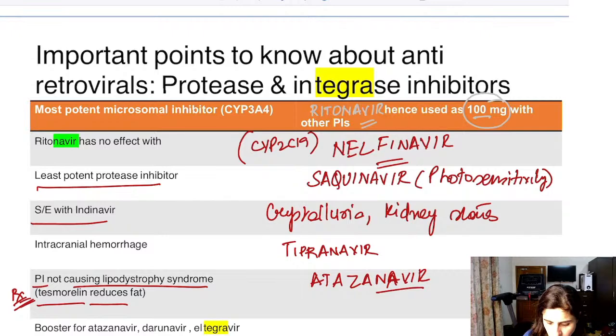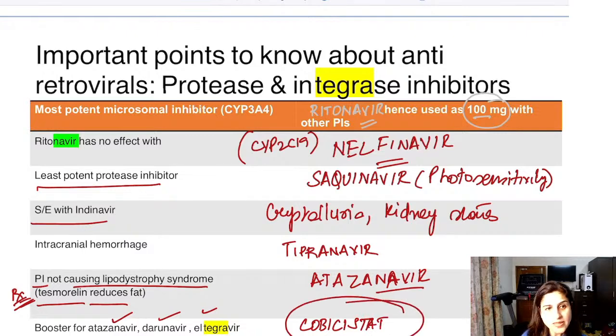So here the boosters, the new booster which has been approved, as you've already mentioned, for atazanavir, darunavir, and even elvitegravir, can be used with them many times. So that is cobicistat. The latest approved is cobicistat. That can be used. So these are a few important points about the protease and the integrase inhibitors.